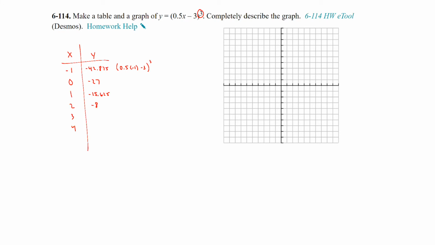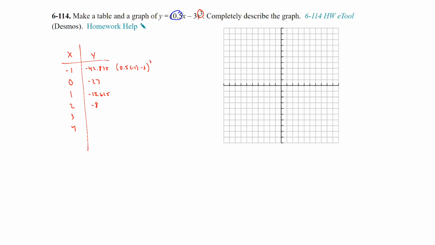So you can see I started to create the table. When I plugged in -1, I got -42, which on my 10 by 10 graph isn't going to fit. And then I plugged in 0 and got a nice number, plugged in 1, got a decimal, plugged in 2, got a nice number. The numbers are getting smaller to fit on my graph. But then, if I'm looking at -1 and 1, I'm getting these decimals, but 0 and 2, I'm getting nice numbers. Well, why is that? Because you are multiplying x by 0.5.